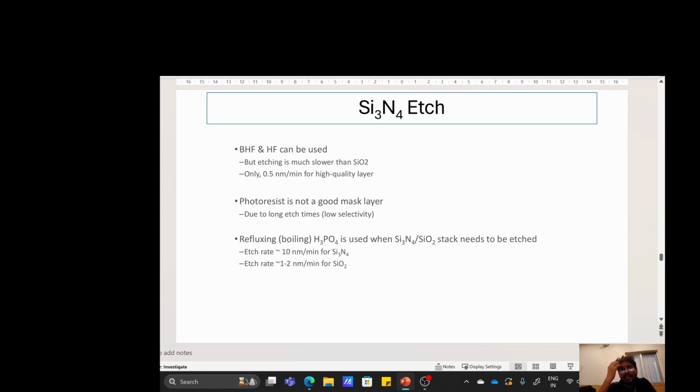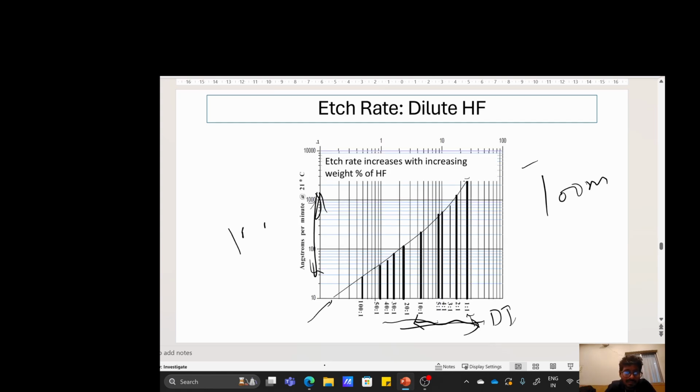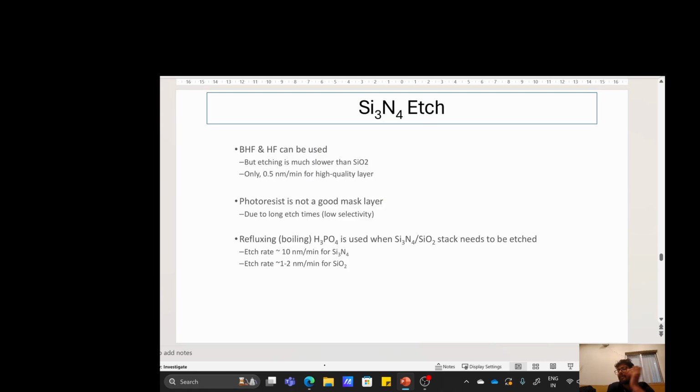Now sometimes you want to etch the silicon nitride. In this one we don't have the protecting layer. The protective layer we will talk about, I think, in the subsequent slides, where I have included that protective layer. So for silicon nitride etching, BHF or HF can be used.